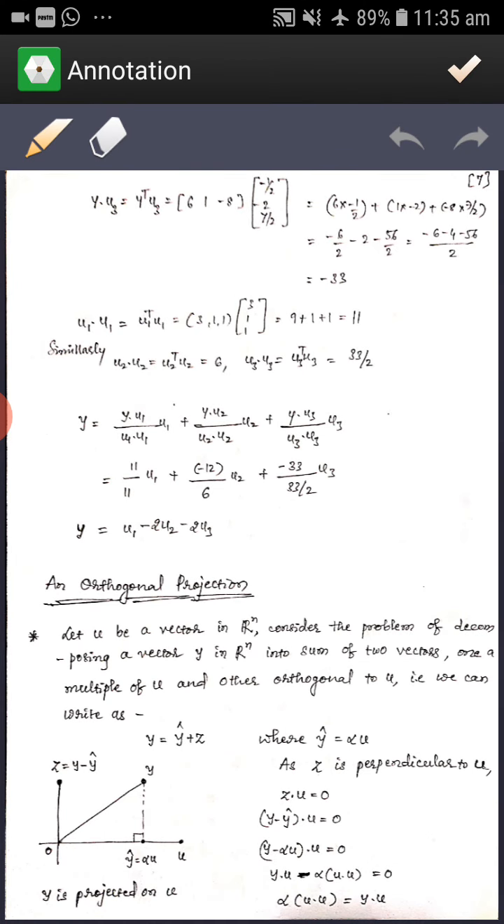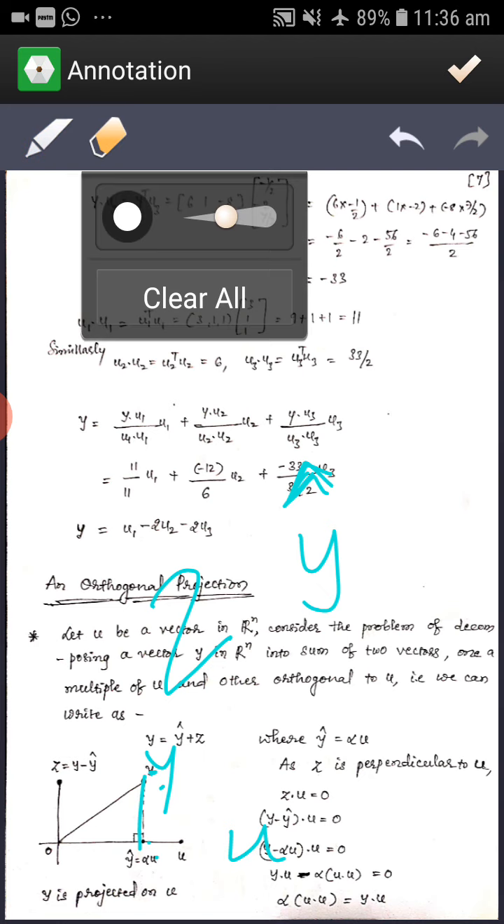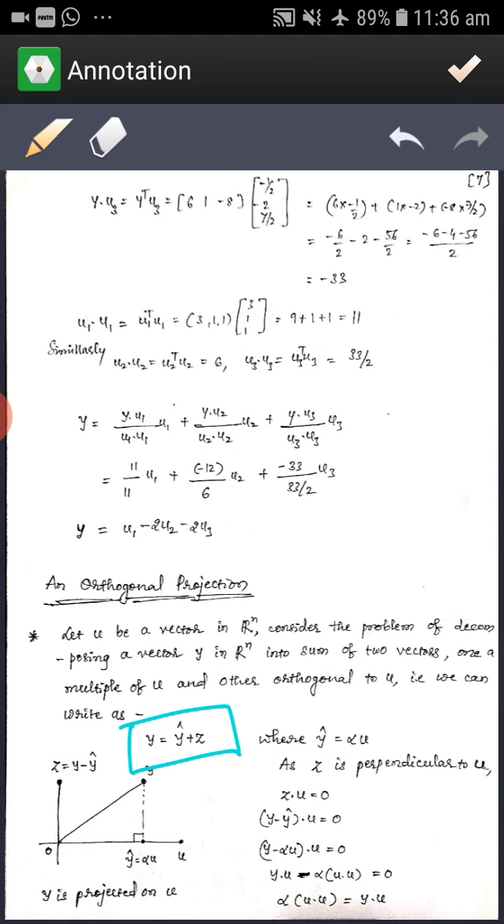So the orthogonal projection is y cap. Okay, or y bar, whatever it is. Y cap means basically the projection of y on u. Okay, so it has two components here. One is y bar and one more is z. So that's what we have given here, means the y.